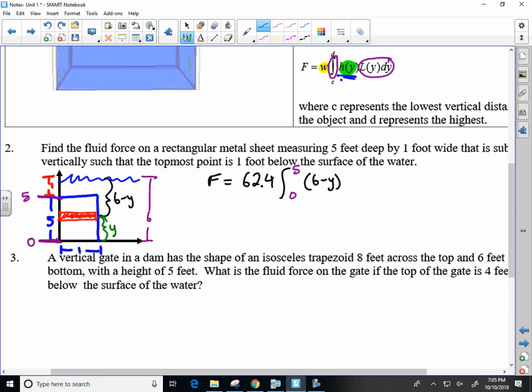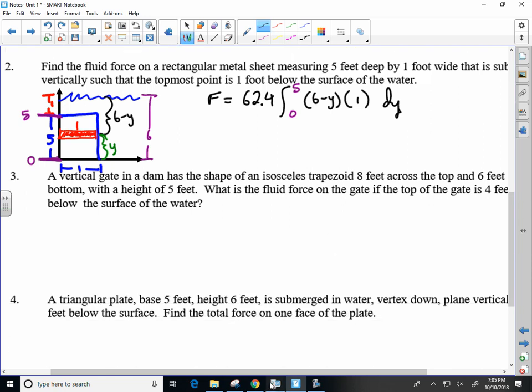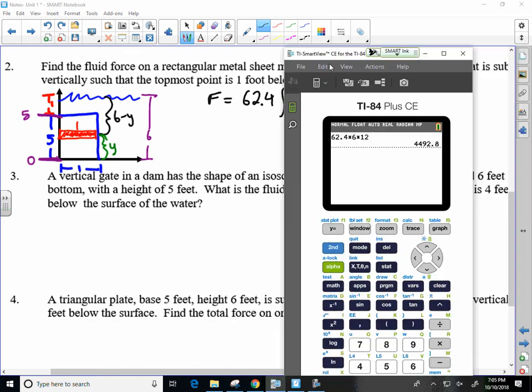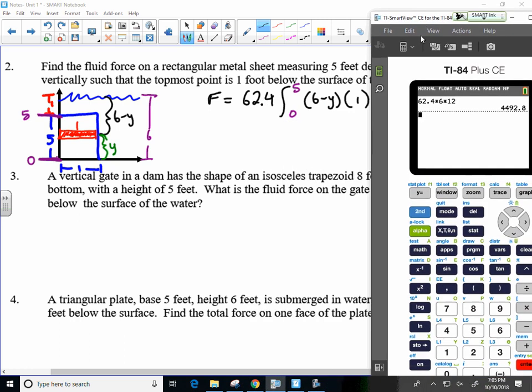The length of the rectangle, L of y, that's constantly equal to 1. So I don't need to overthink that part of it. There's so much other stuff I can overthink. And then the dy. Pop that baby in, get some number that'll mean the world to us. Of course not.